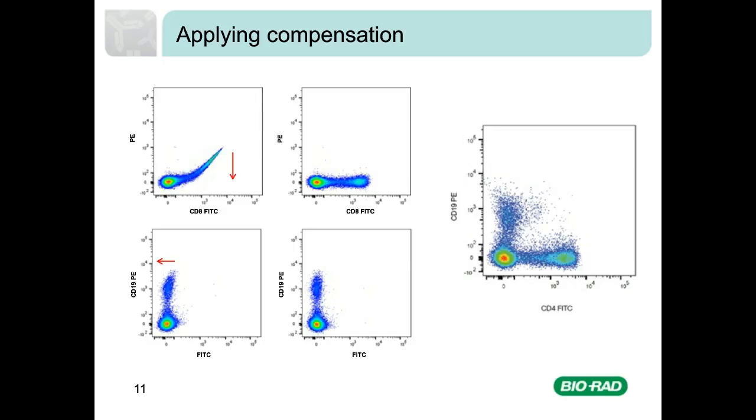Compensation can be applied automatically using software at acquisition by acquiring singly stained samples, or it can be applied after acquisition in many analysis software packages, either automatically or manually, although many experts recommend using the computer software to avoid bias.